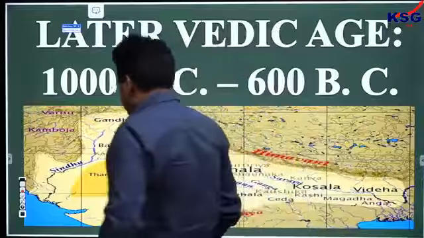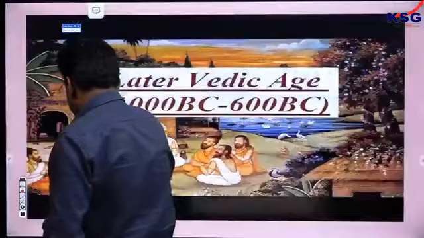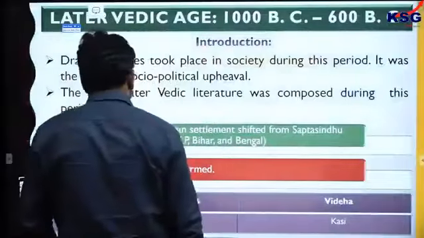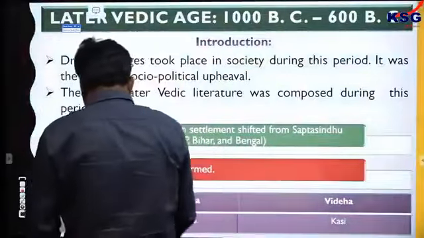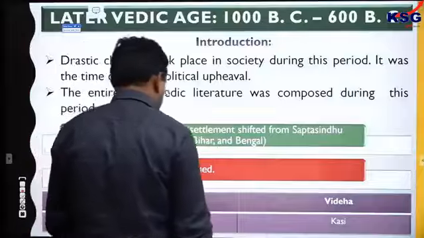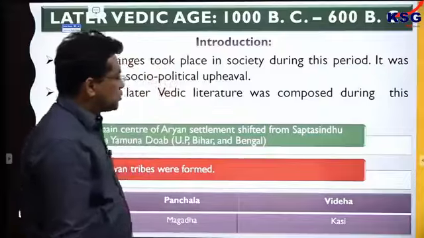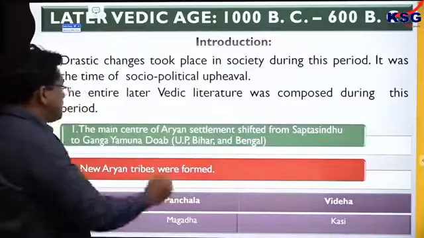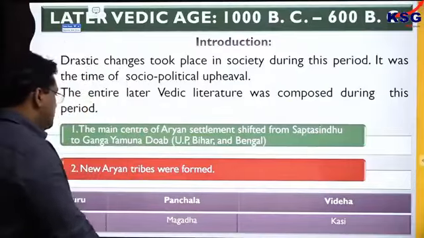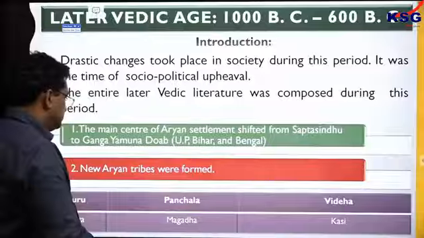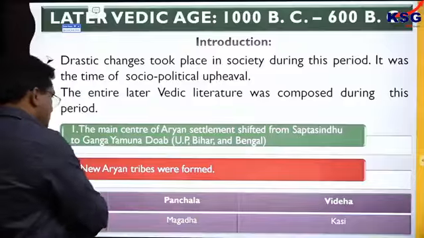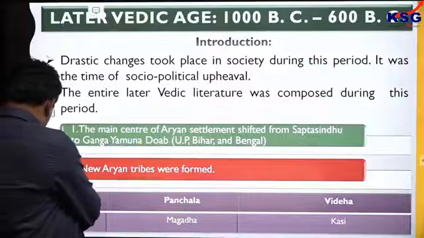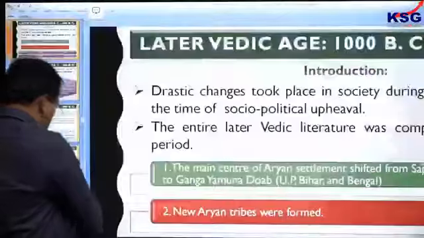So, the later Vedic period, 1000 BC to 600 BC. There was a drastic change in the society, economy and politics of this period. The entire Vedic literature was composed during this period. Now the Aryans had moved to UP, Bihar and Bengal.